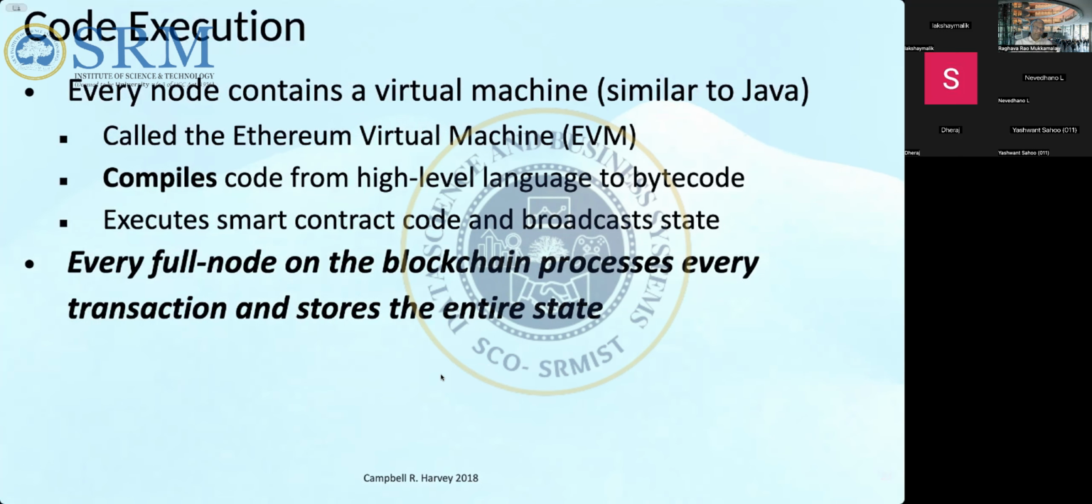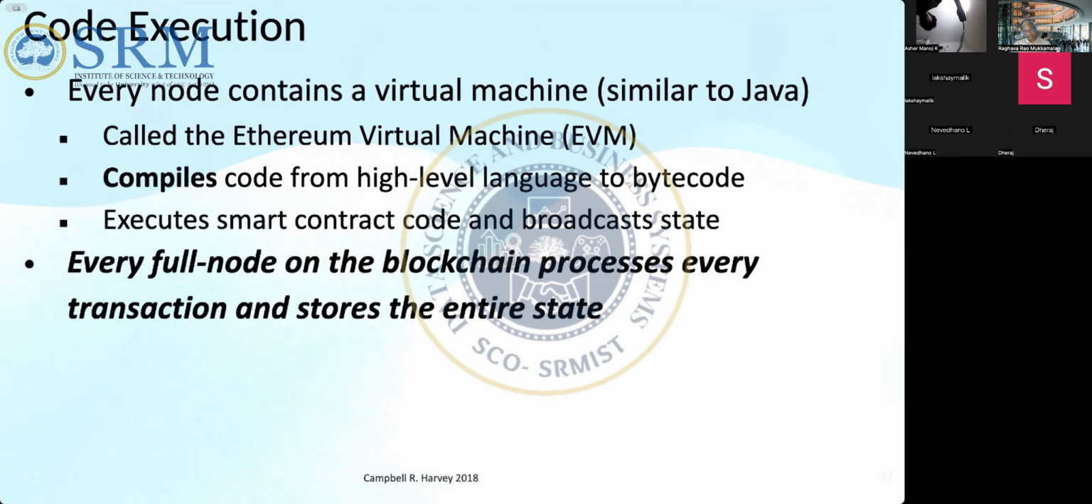So how does the code execution happen? Every node contains a virtual machine similar to Java. In the case of Java, we have the Java virtual machine, which runs the bytecode and things like that, right? Similar to that, the smart contracts in Ethereum, you develop them, you compile them, and then you execute them using the Ethereum virtual machine. The EVM is the environment which actually does the code execution. You compile the code from high-level languages to bytecode. So you can use different languages, and then you can compile them to bytecode, right?